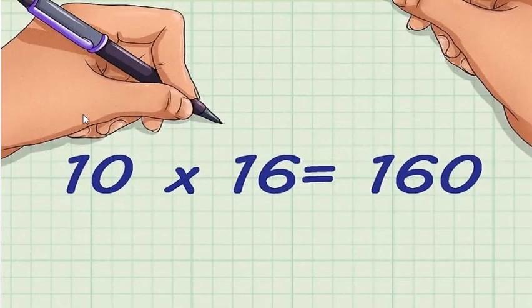Okay, now multiply by 16. This is the number of ounces in 1 pound. That means 1 pound equals 16 ounces. So in our example, we would multiply 10 by 16. So the answer is 160.